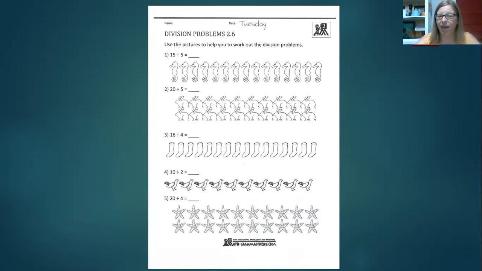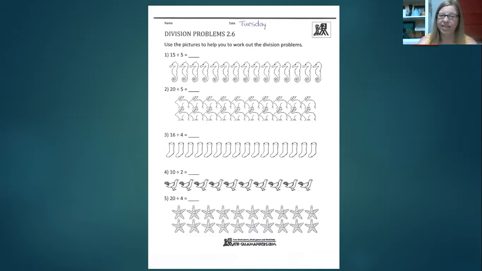The second page is called Division Problems 2.6. Use the pictures to help you to work out the division problems. So this time it tells us how many groups there are, and it tells us how many are in each group, and you need to figure out how many groups there are. So it says 15 divided by 5 equals, and you need to figure that out. You could color each of the groups of 5 different colors. So color these seahorses or circle them into groups of 5.